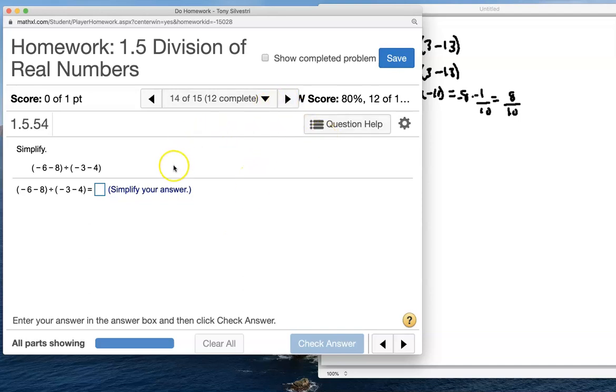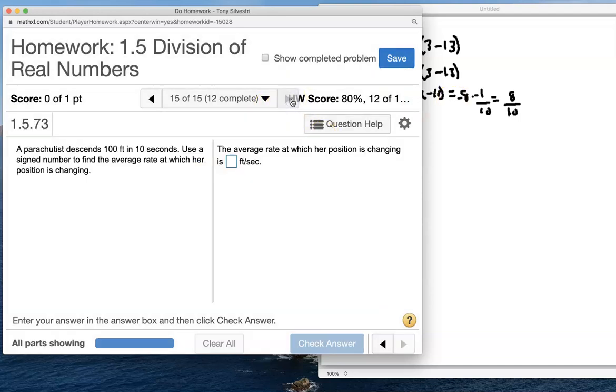I'll let you do that one. It's very similar to what we just did. A parachutist descends 100 feet in 10 seconds. Use a signed number to find the average rate at which the position is changing.